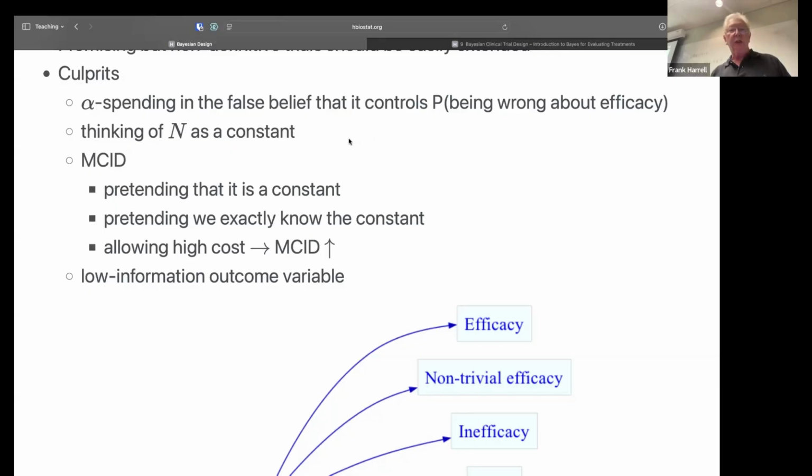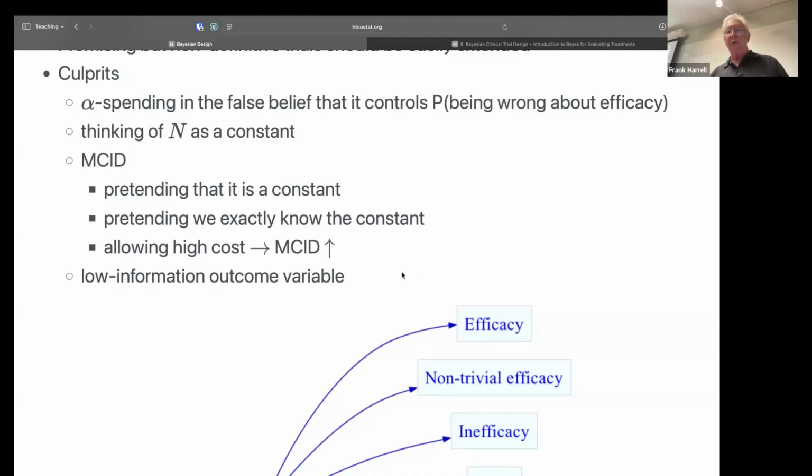Another problem is thinking of the sample size as a constant. It's the most random of anything we do. The sample size is a true random variable. And then what about the minimum clinically important difference that you use in a power calculation? We pretend that's a constant. We pretend that we know the constant. And then if the cost of the study is too high, we increase the MCID so that we can do the study on the cost that we were given to live under. So that's the whole game playing that we get into.